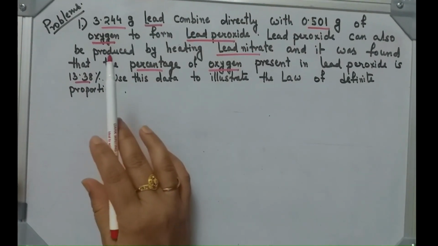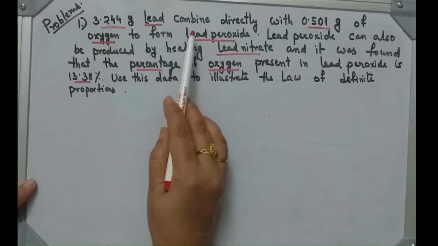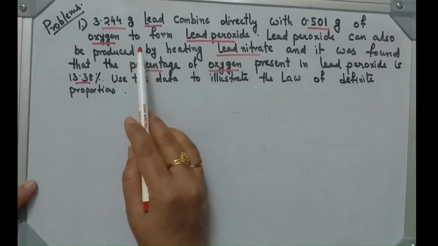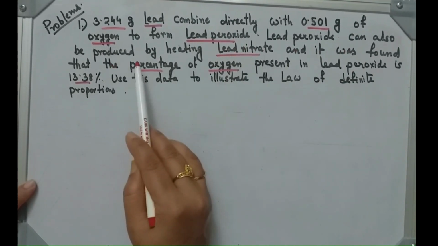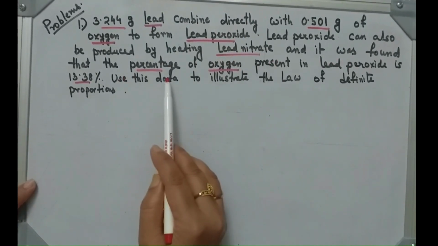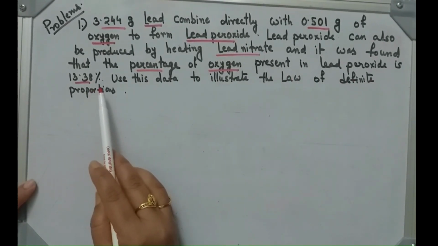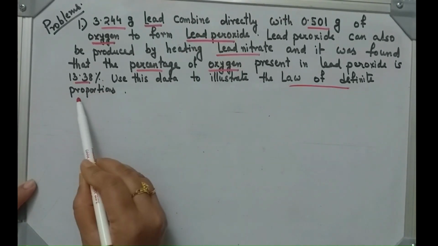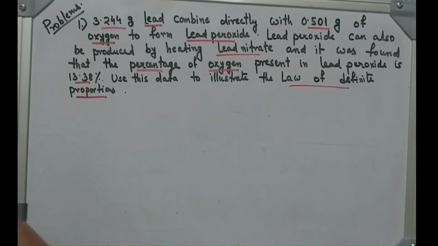Now we will solve some problems. 3.244 grams of lead combined directly with 0.501 grams of oxygen to form lead peroxide. Lead peroxide can also be prepared by heating lead nitrate, and it was found that the percentage of oxygen present in lead peroxide is 13.38%. Use this data to illustrate the law of definite proportions. Now see what is given here.